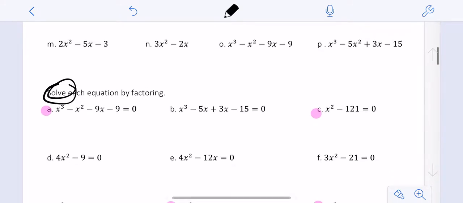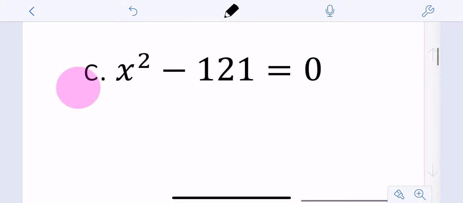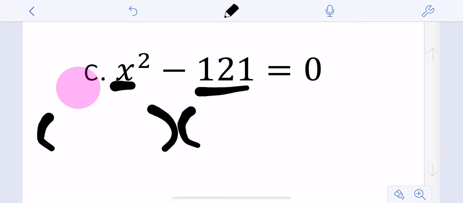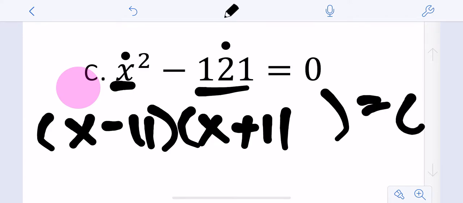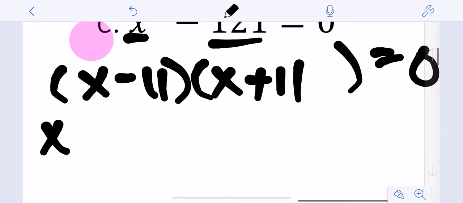So I'm going to start actually with letter C. So let's look at this one. I have x squared minus 121 equals 0. So starting there, I see that these are both perfect squares. So I'm going to set up my two sets of parentheses. I've got x minus 11 and x plus 11 because x times x would give you x squared, and 11 times 11 is 121. And then to solve that, you're going to set each of those equal to 0.